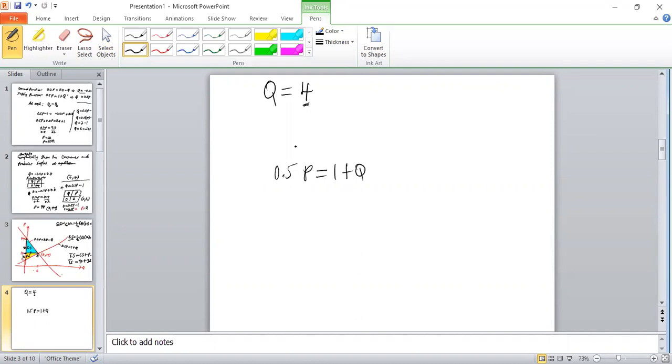Then they are saying we find P. So for the amount the producer is willing to accept, we substitute 4. We say 0.5 P is equal to 1 plus 4, so 0.5 P is equal to 5. Then we divide by 0.5, we divide by 0.5. And our P is equal to how much?